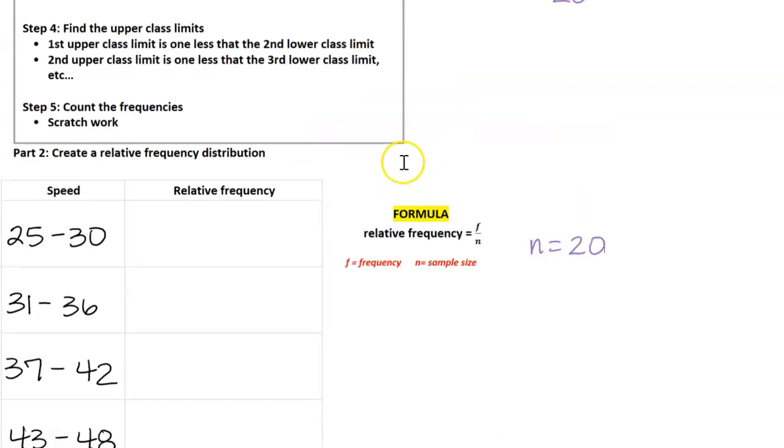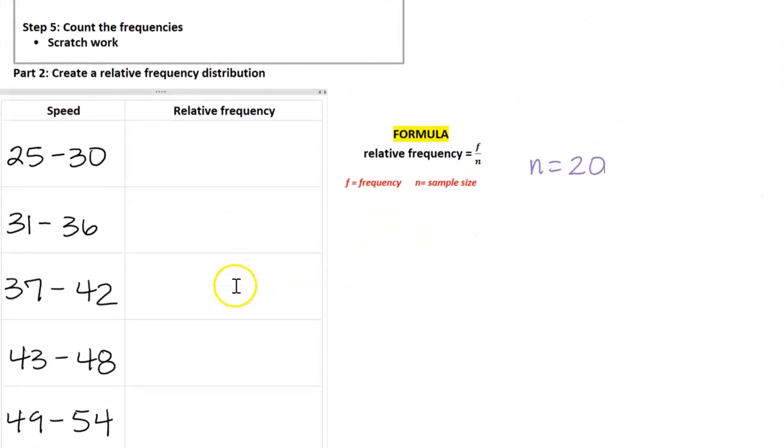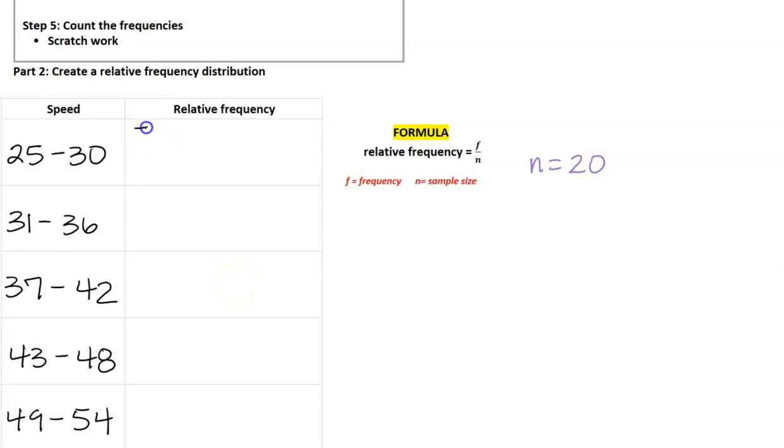For the first class, the frequency of the first class is 5. So that fraction is going to be 5 divided by 20. That is the frequency divided by the sample size. 5 divided by 20 reduces to 1 over 4, which as a decimal is 0.25, and as a percentage is 25%.